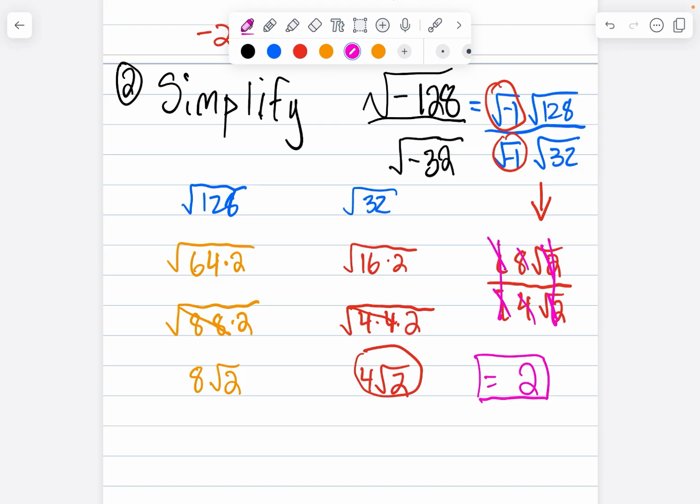And that's how you simplify radicals, negative radicals, which use complex numbers and imaginary numbers.